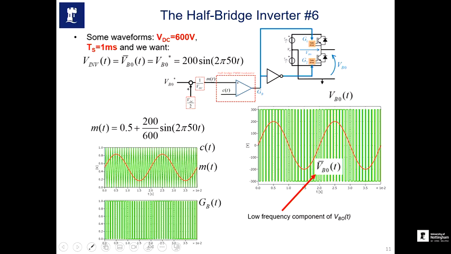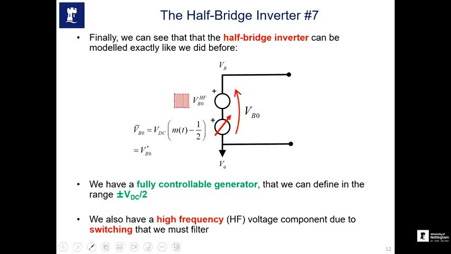So the green one is the voltage that you will see at the output. But if you take the average of the green signal, you will see this red signal is basically embedded within the green signal. Okay? Or if you take an FFT of the green signal that you're seeing, the pulsating VBO, you will see that at 50 hertz, you have this low frequency component.